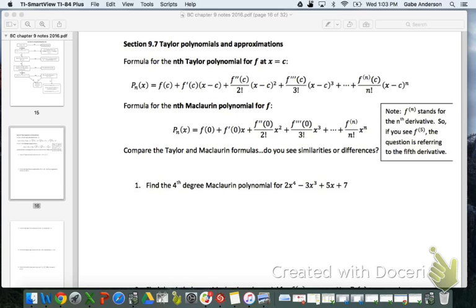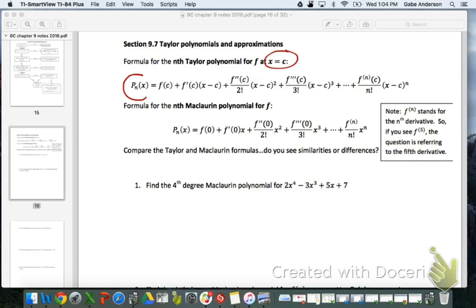A man named Brook Taylor is credited with developing this with his Taylor polynomials, Taylor's theorem. And so here it is. This is how we construct these. And this will work for any of the functions that we deal with. So here we go. The nth Taylor polynomial centered at c, and c, of course, could be any number, is equal to the following.